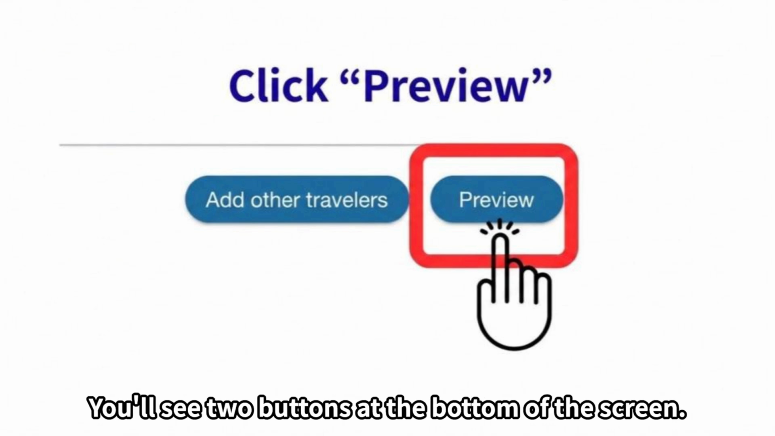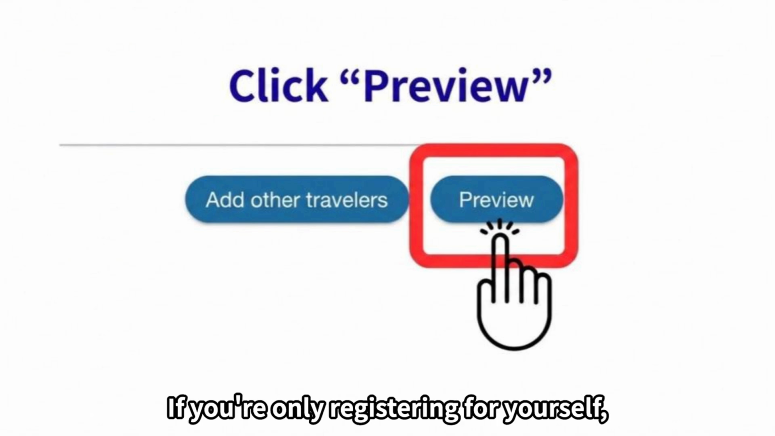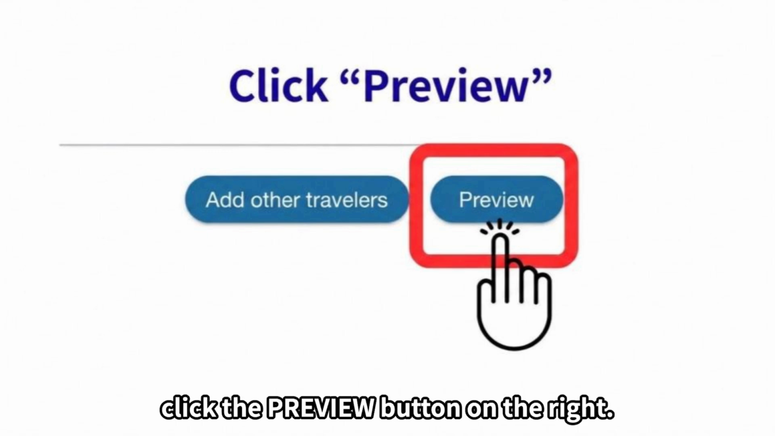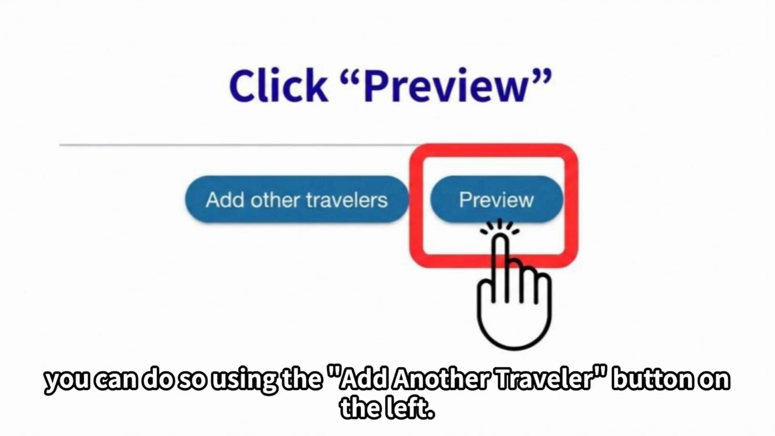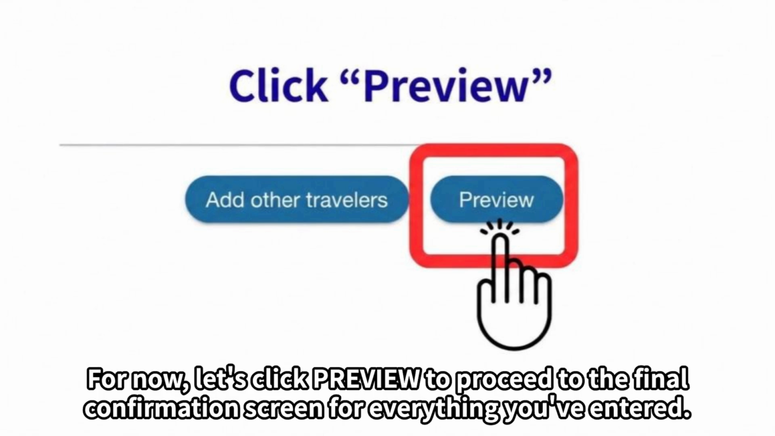You'll see two buttons at the bottom of the screen. If you're only registering for yourself, click the Preview button on the right. If you'd like to continue and register for family members or other travelers, you can do so using the Add Another Traveler button on the left. For now, let's click Preview to proceed to the final confirmation screen for everything you've entered.